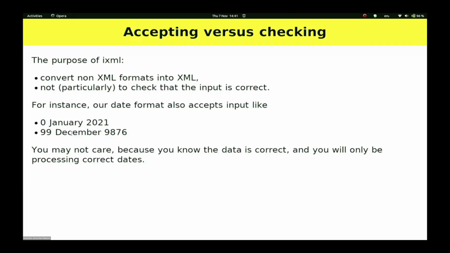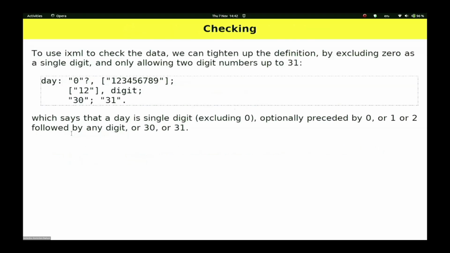But there are some cases where you would like to check that the input is correct. And so if you want to do that, then we have to tighten up the definition by excluding 0 as a single digit and only allowing 2-digit numbers up to 31. So for instance, a day is an optional 0 followed by any digit that's not a 0, or 1 or 2 followed by a digit, or 30 or 31.